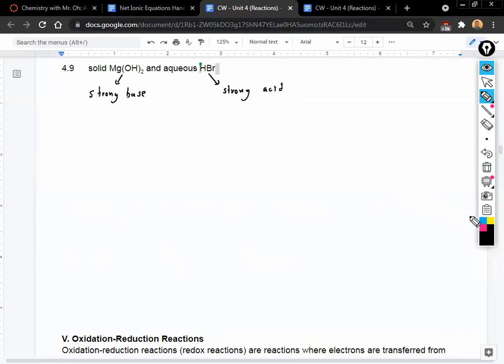Okay, so let's start off by writing the molecular equation, because that's the one that's easier and the one that we're more familiar with. So we're going to start with the two reactants. We're going to start by writing Mg(OH)2, and that's going to be a solid, so just make sure you write the state of matter notation. And then we're going to react that with HBr, which is going to be aqueous.